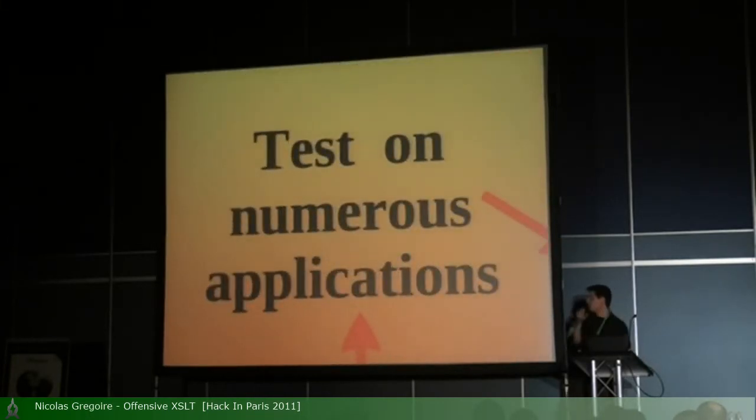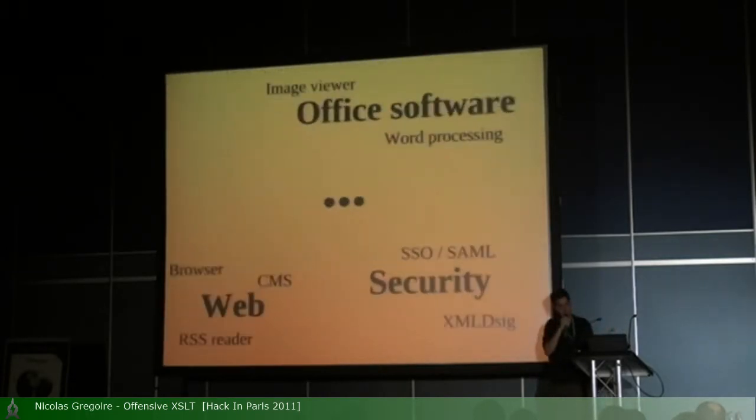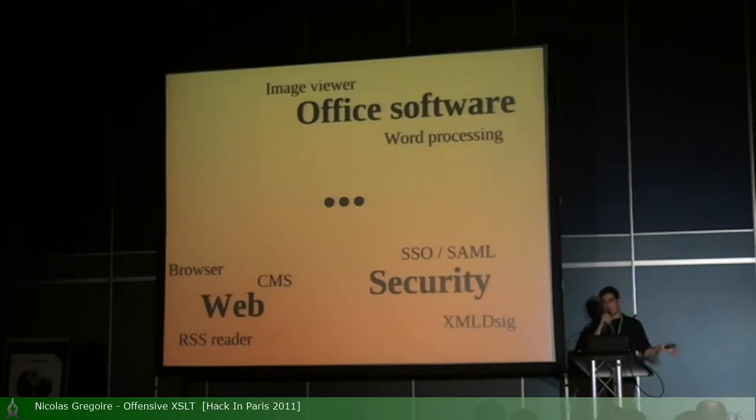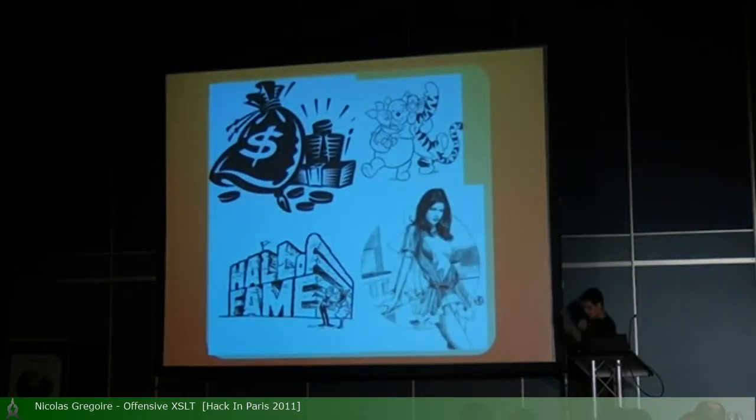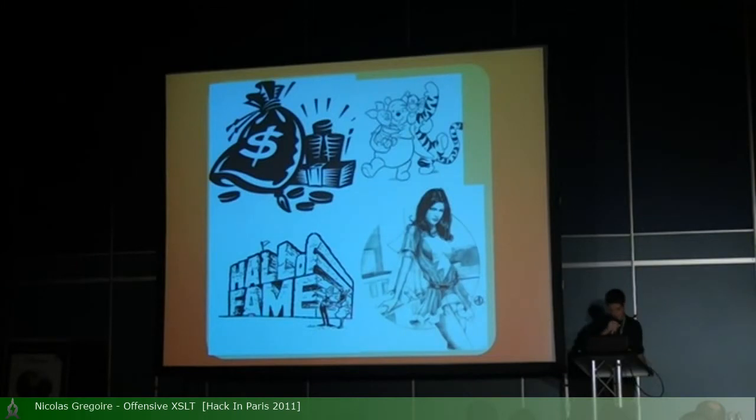So, and then we test some applications because we want to find some vulnerabilities. We have 3 big families. Office software, because it's deployed everywhere. Web context, so either client side or server side. And security solution, because I love to compromise security solutions. And then profit, everybody knows, just pick your own. Get friends, get girl, get money, get fame.